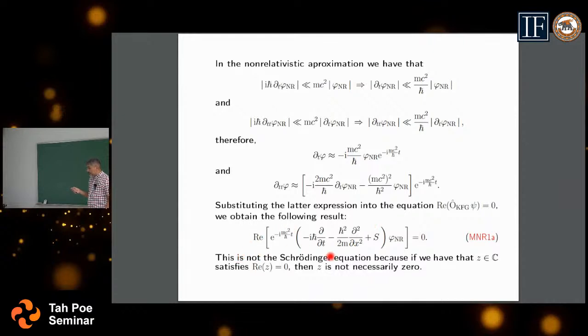Look, the real part of this. Nobody is saying anything about phi. Phi is complex, but this is the real part, and this is equal to 0. But this is not exactly the Schrödinger equation, because the real part being 0 doesn't imply that C is equal to 0. You see? So this is a big result, because according to this, you almost get the Schrödinger equation.